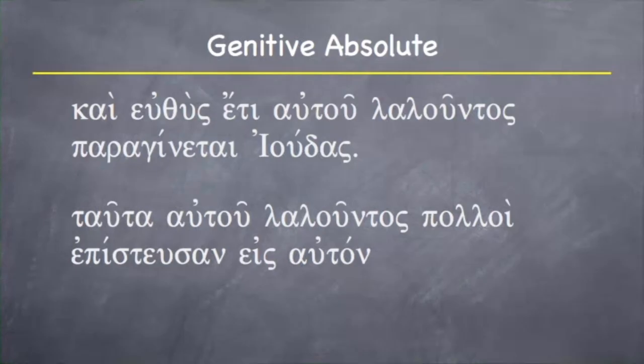What's tauta? Well, you might think initially it's nominative, but it can't be nominative because there's nothing for it to modify, and the subject is polloi. So tauta has to be an accusative. It, in fact, is the direct object of laluntos. Welcome to Greek, right? Yeah, sometimes you can have direct objects before verbs. It's okay. But you have the genitive absolute, which is autou laluntos. So it is "while he was speaking these things, many believed in him."